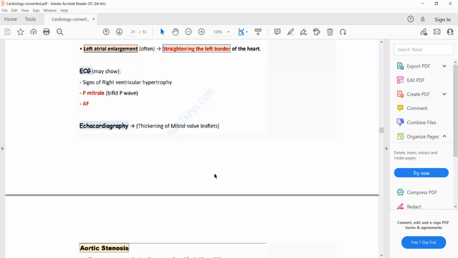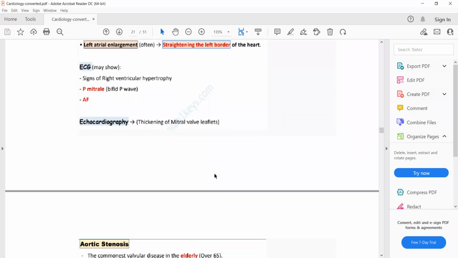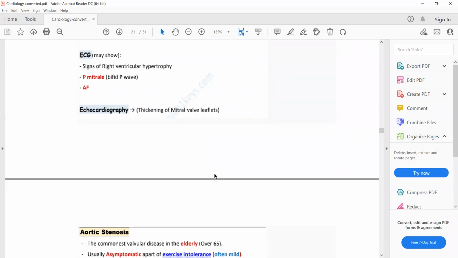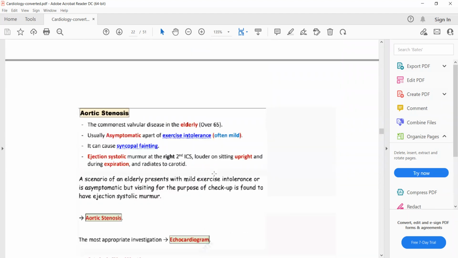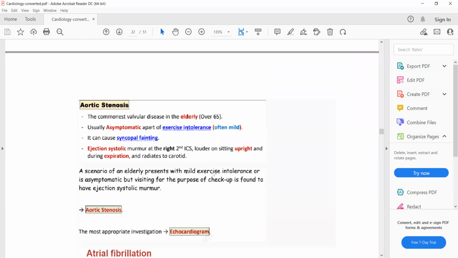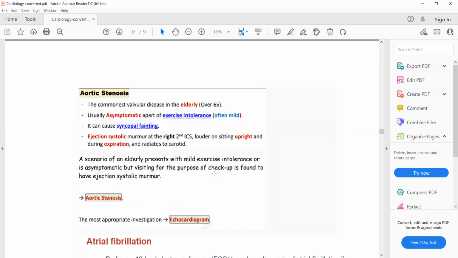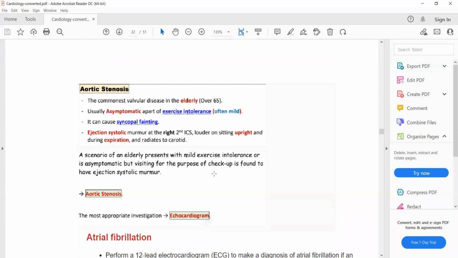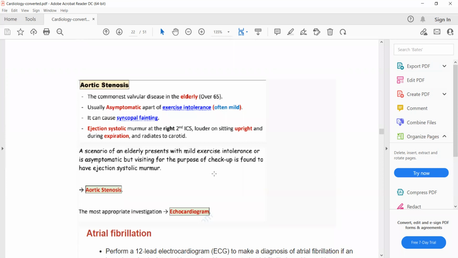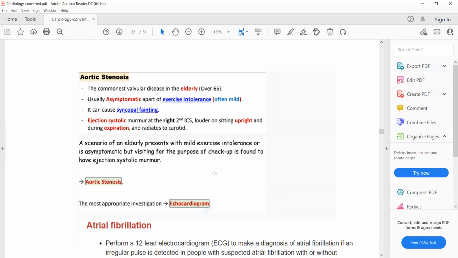Echocardiography will show thickening of mitral valve leaflets, due to which stenosis of the mitral valve occurs. Aortic stenosis is the commonest valvular disease in elderly patients over 65 years of age. Usually aortic stenosis is asymptomatic apart from exercise intolerance. It can cause syncope, fainting, as well, because of decreased blood flow to the aorta because of the narrowing of the aortic valve.